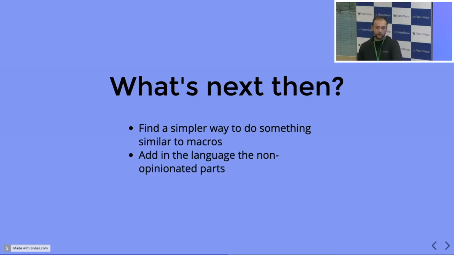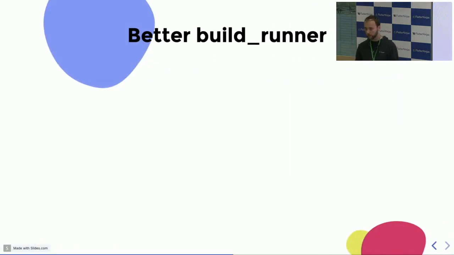Alternatively, not everything related to data classes and encoding, decoding is opinionated. There are some features that are fairly likely to land in Dart, and maybe you wouldn't have the full scope of data classes, but some part of it. And also, we could improve on how we currently do stuff at the moment. So for example, improving build runner or the analyzer or other stuff.